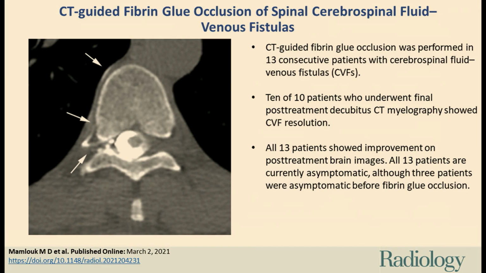The way that this is done is you place a 20-gauge needle under CT fluoro guidance to the junction of the nerve root and paraspinal vein, and you inject 2 to 4 milliliters of Tisseel fibrin glue, and that creates mass effect on the fistula and obliterates it.